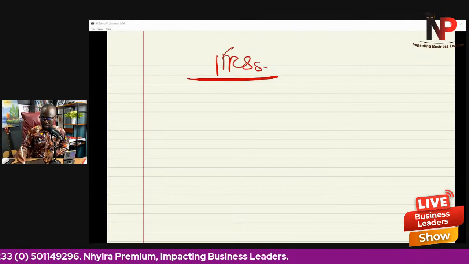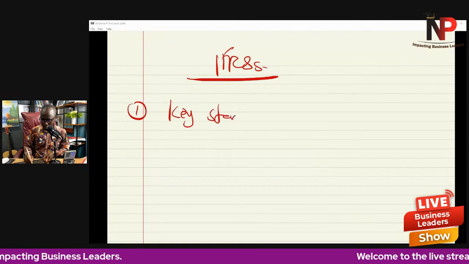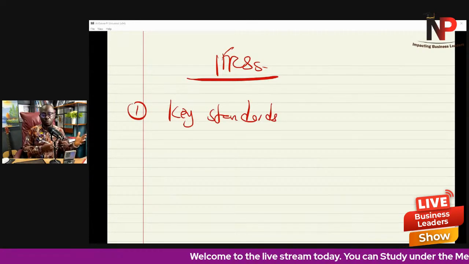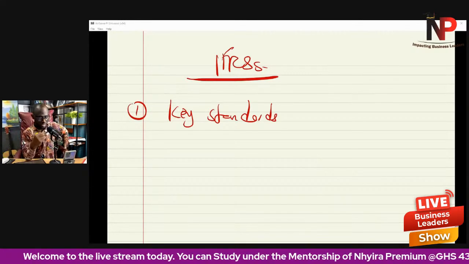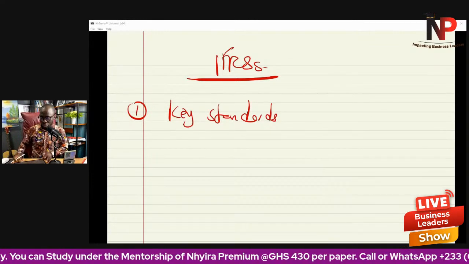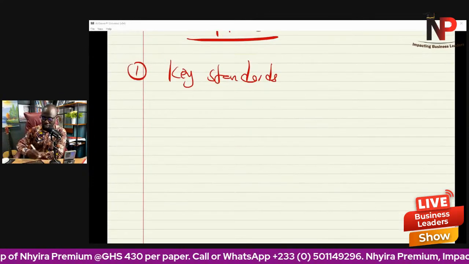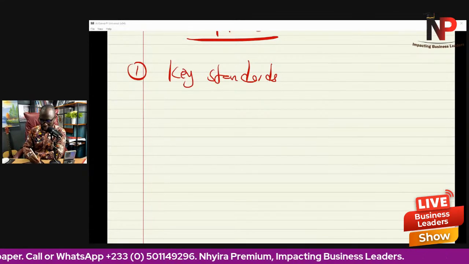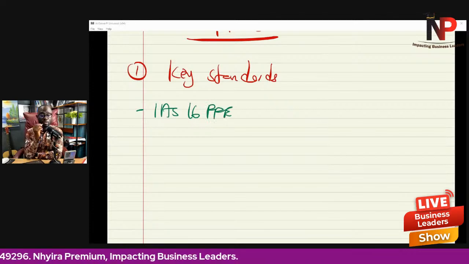So number one is, what are the key standards you need to focus on? Let's look at the key standards, then we'll jump into how you can study them together in order to increase your chances of passing the examination. Number one, the OG, is IAS 16, Property, Plant and Equipment.